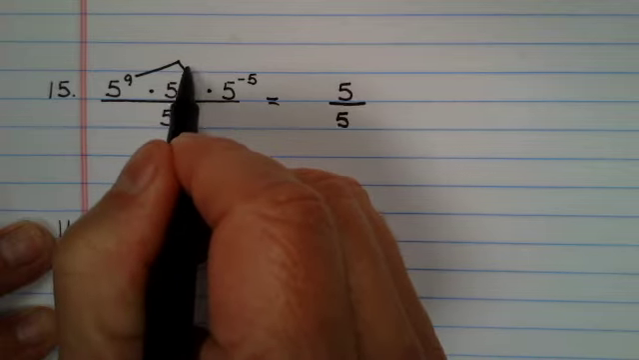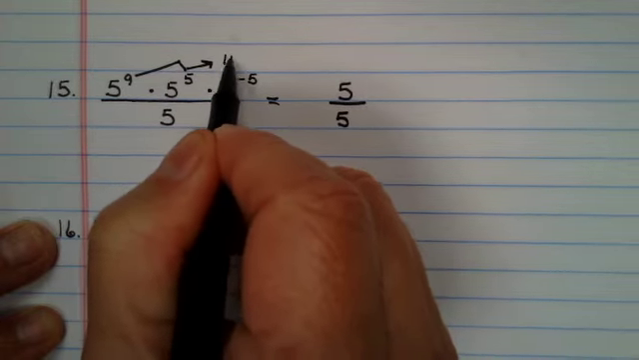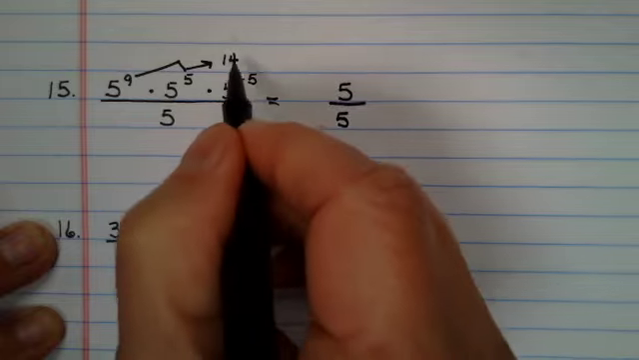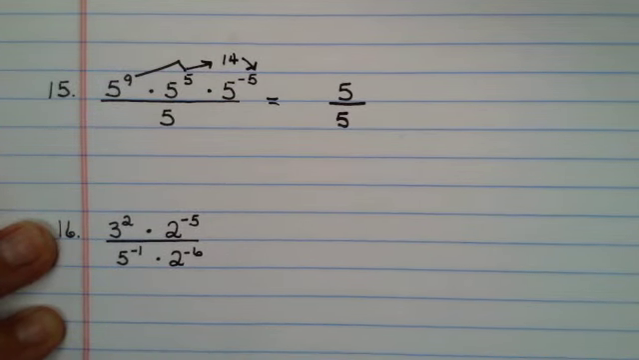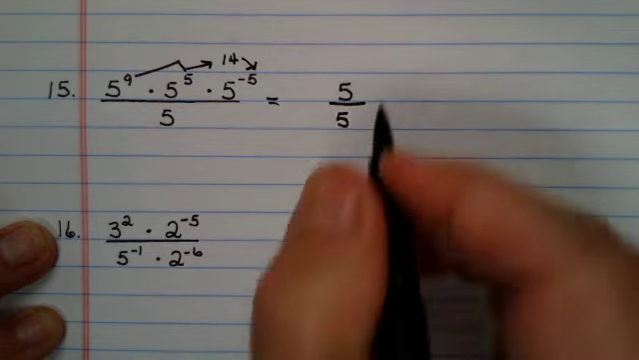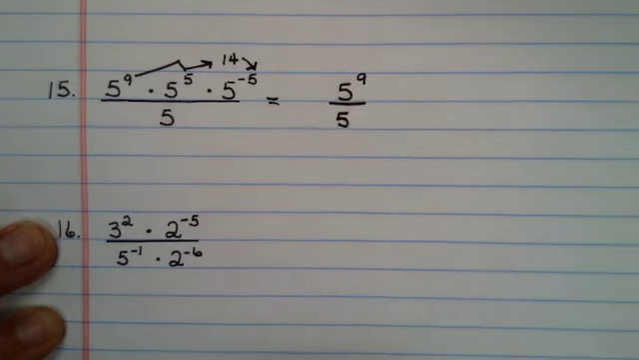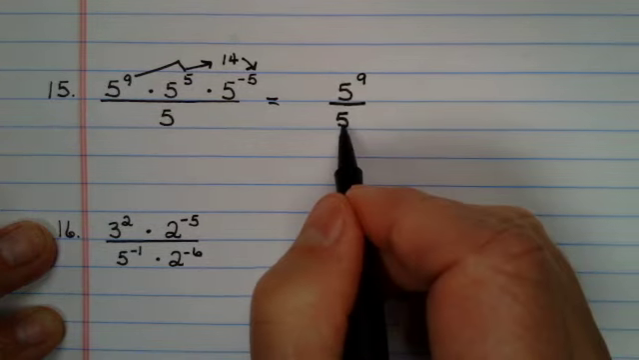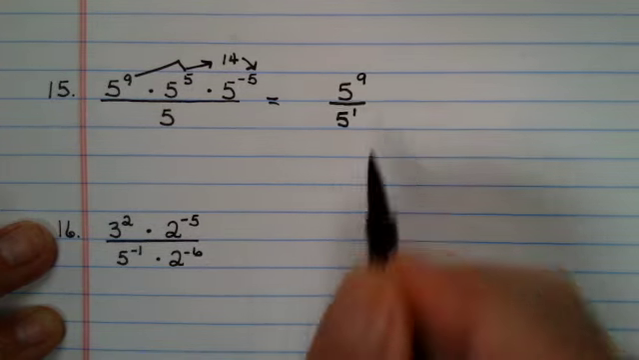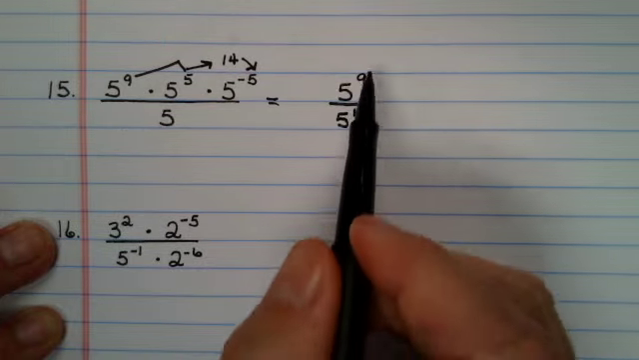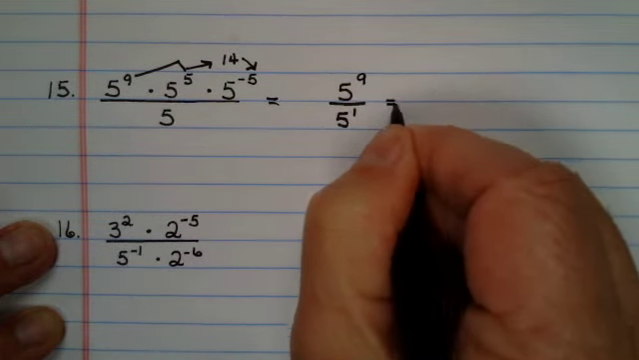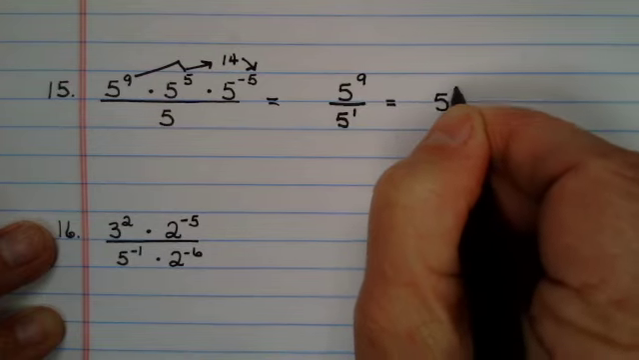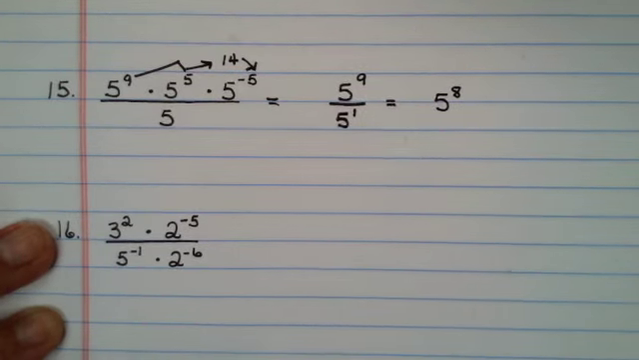9 and 5, I add those together, and I get 14. 14 minus 5, I'm right back to 9. What exponent is right here that I can't see? There's a 1 right there. What are you supposed to do with your exponents? When you divide, you're supposed to subtract. This is 5 to the 8th power.